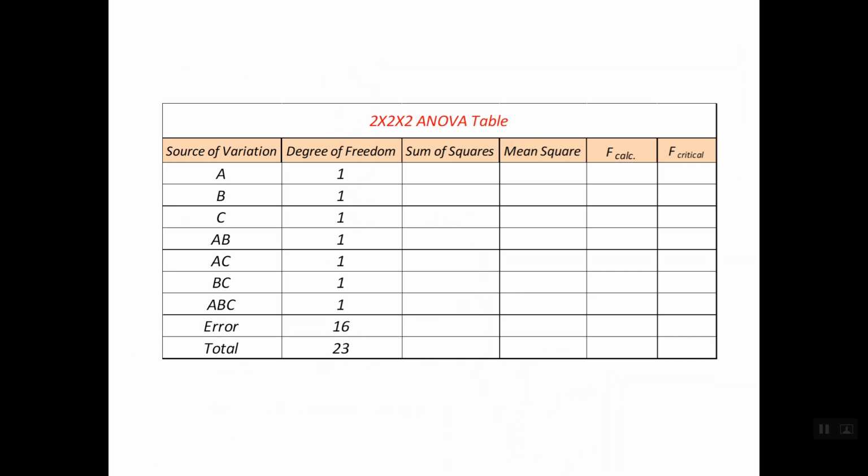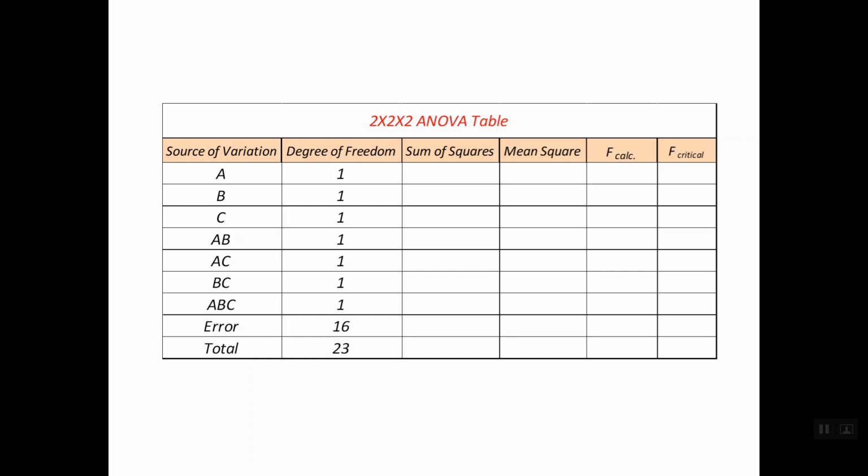Simply we fill all the degrees of freedom inside the three-way ANOVA table. Notice that all the degrees of freedom for the main factors A, B, C and for the interactions between the three factors are ones. Only the degree of freedom for the error is 16.